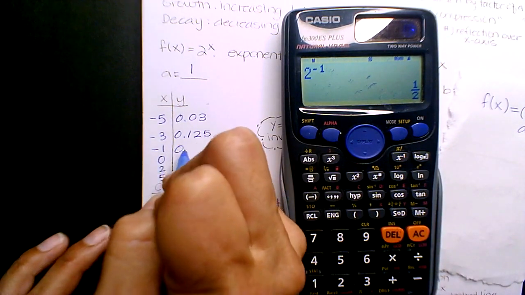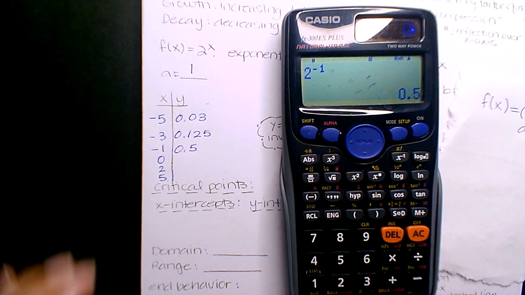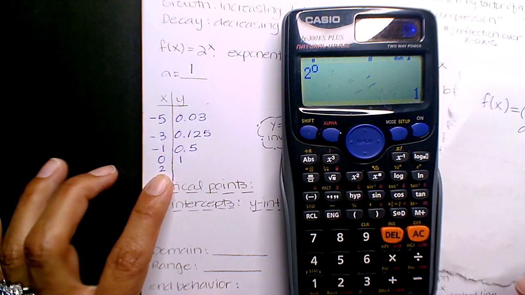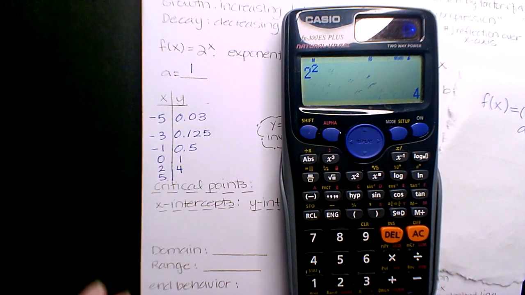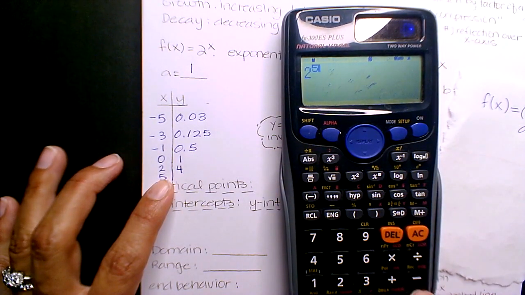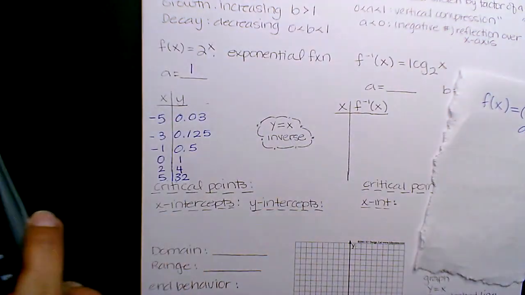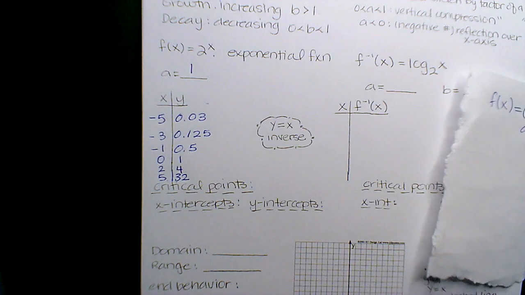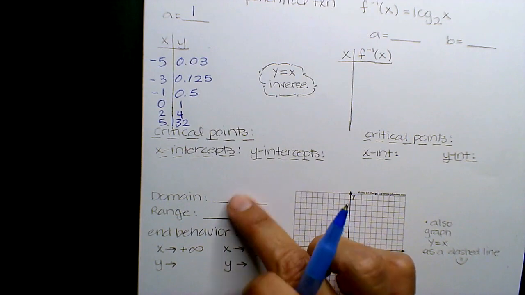That's just 0.5, right? Okay, 0, and you get 1. Put in the 2, it's 4, right? You already know that. And then plug in the 5, and I get 32. And afterwards, we'll go into Desmos. Obviously, the critical points, x-intercepts, y-intercepts, this is all Desmos. We'll look at Desmos here as well.